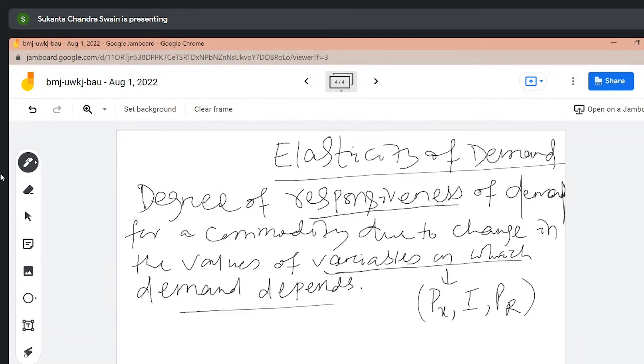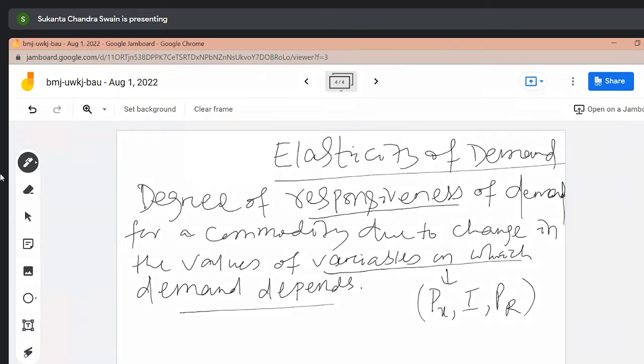So it means what? If the price of the commodity changes, to what extent does demand for that commodity respond? That is coming under this concept of elastic demand. So it is the degree of responsiveness of demand for a commodity due to change in the values of the variables on which demand depends.